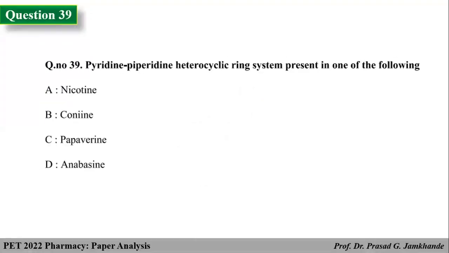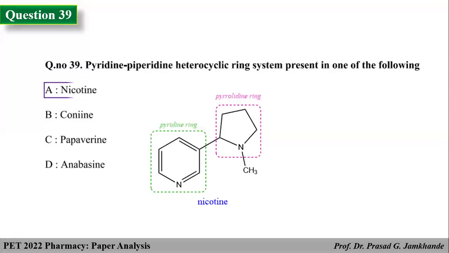Next, the piperidine heterocyclic ring system is present in which one of the following? That means they have mentioned the names of different drugs, and among these drugs, which drug has the pyridine heterocyclic ring? In case of nicotine, if you see the structure of nicotine, here we will get the pyridine ring as well as the pyrrolidine ring. That means this ring is present in nicotine. So the correct answer is the first option.